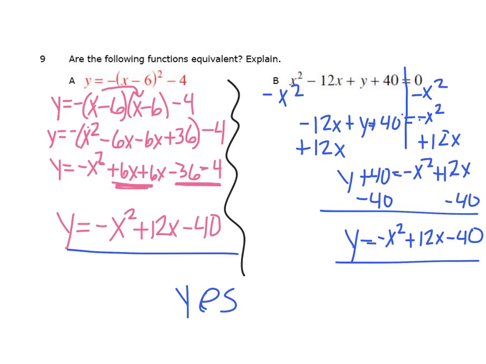Once again, you did not need to do all of this arithmetic. You could have just gone ahead and typed this into your calculator: negative, parentheses, x minus 6, close parentheses, squared, minus 4. And then on the second equation, you would have to get the y by itself. So this is what you would end up typing in: negative x squared plus 12x minus 40.